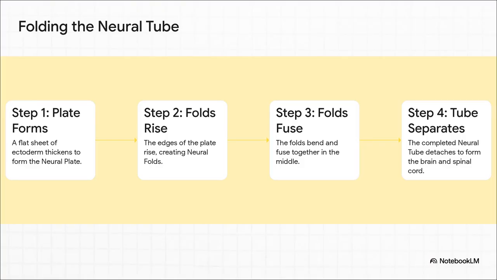It starts with a flat sheet of ectoderm on the back of the embryo, which thickens into what we call the neural plate. Then, the edges of this plate rise up, creating neural folds. These folds then bend toward each other, they meet in the middle, and fuse together, forming a perfect tube that then separates from the surface to become the future brain and spinal cord.